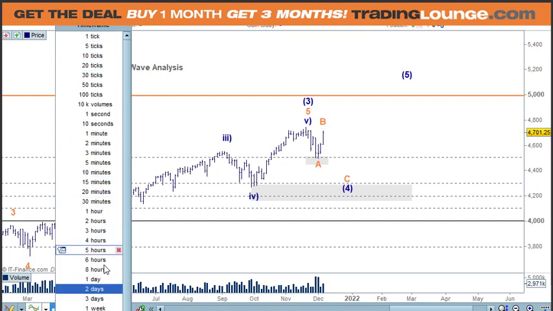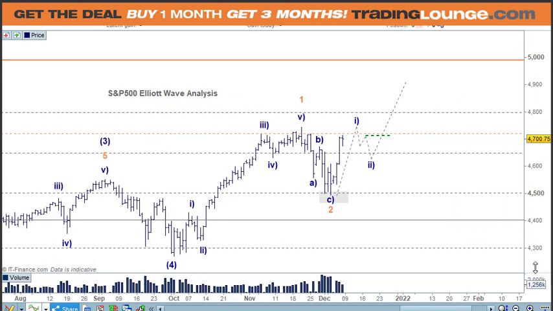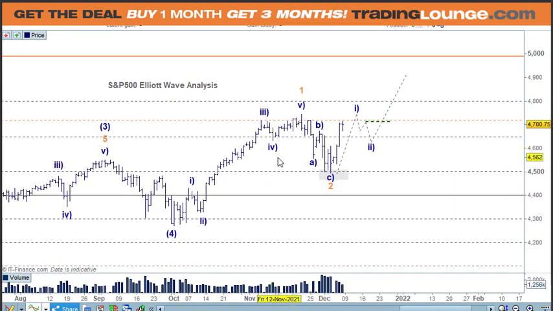The other count here, of course, is this count where we're looking at. We've held this one for a while as well, so the A wave, the B wave and the C wave here for wave 2, and then we go up for wave 1 and pull back for wave 2. So this is all good.